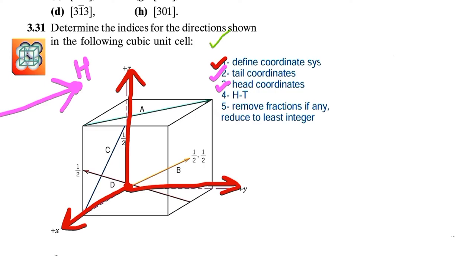After finding out the tail and head coordinates, you'll subtract the tail coordinates from the head coordinates. And after doing that, we'll make some checks: if there are fractions, then you have to remove the fractions, and you have to make sure that the indices or the numbers that you have got so far are in least integer form. All of these things we'll be doing right there in direction B. So let's quickly get started, as we have seen the major steps.